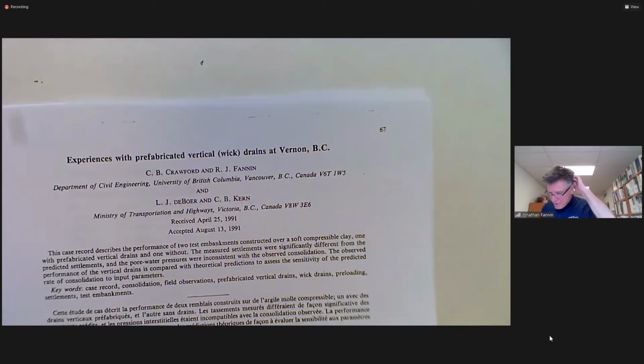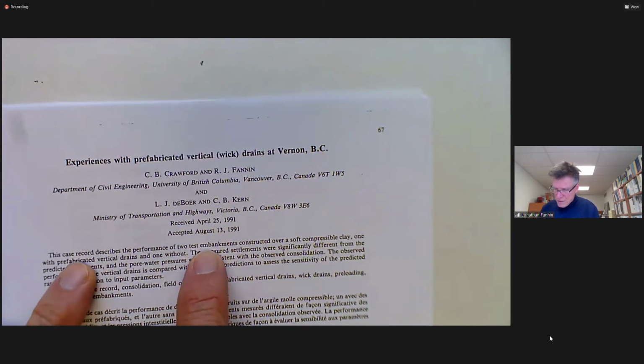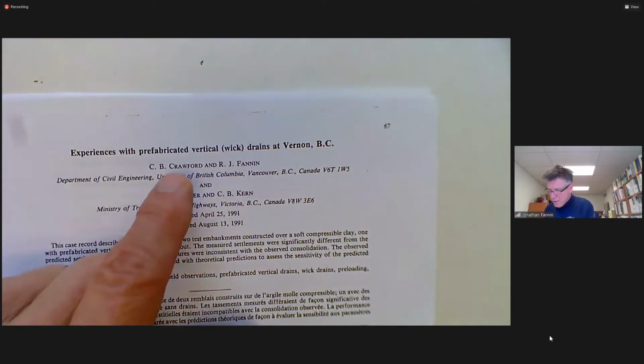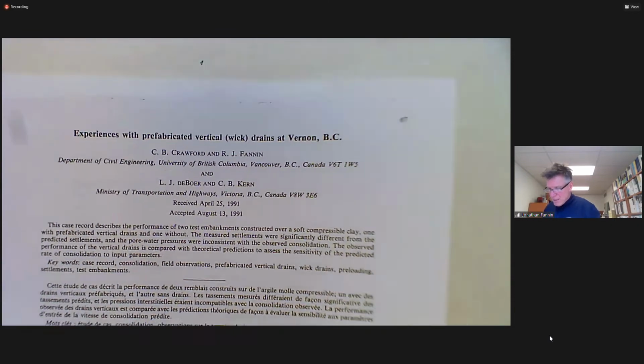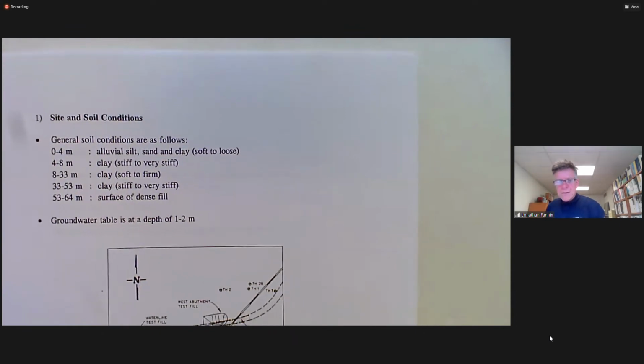So now the story of this is interesting. In essence, it's a tale of two embankments, and let's look at those two embankments. The story is written up in a paper to the Canadian Geotechnical Journal. Here are the two embankments.